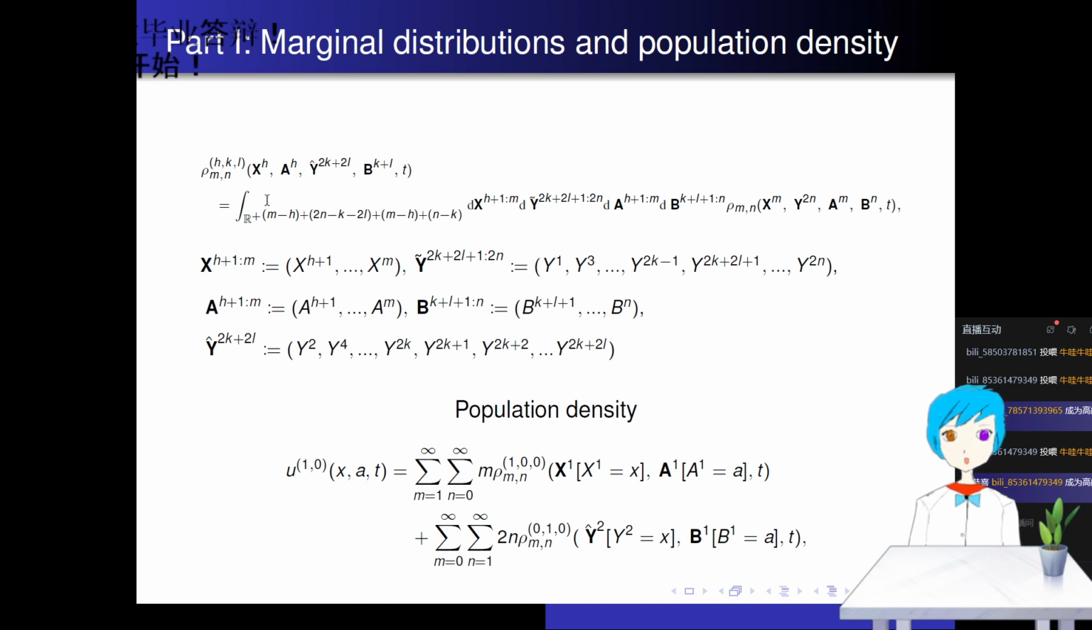This is used to construct some meaningful macroscopic quantities, like the population density with respect to cell size X and cell age A at time t, which we denote as U_{1,0} because we are only tracking one cell.